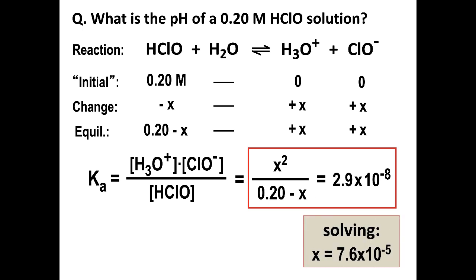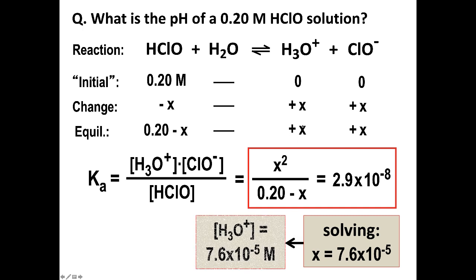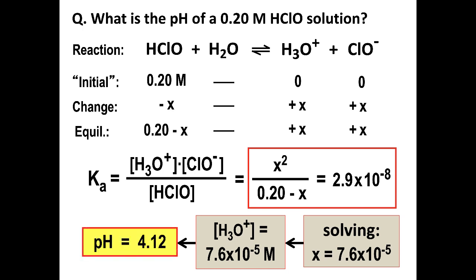And if we solve, we get x equals 7.6 times 10 to the minus 5th. And since that x represents the H3O plus concentration, that means that the H3O plus concentration at equilibrium is 7.6 times 10 to the minus 5th molar. And since the question asks for the pH, it is the negative log of that. And so the negative log of 7.6 times 10 to the minus fifth is 4.12. So the pH of this solution is 4.12.